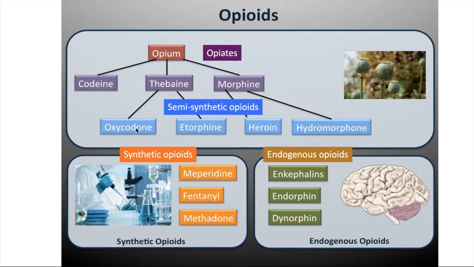So oxycodone, which most people know is a painkiller, heroin, which a lot of people have heard about, and hydromorphone, which is also used as a painkiller medically. And then you have the fully synthetic opioids. Fentanyl and methadone are the two that we're going to talk about. Fentanyl is a much more potent form of morphine that is often used as post-surgical pain care. Methadone is used as a replacement therapy for heroin or morphine addiction. And then we've already talked about the endogenous opioids that are found within your body.